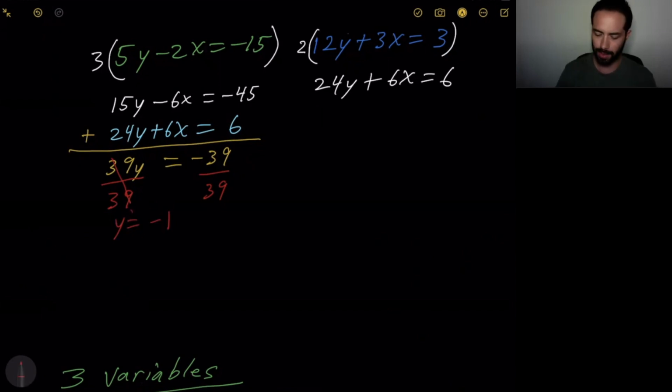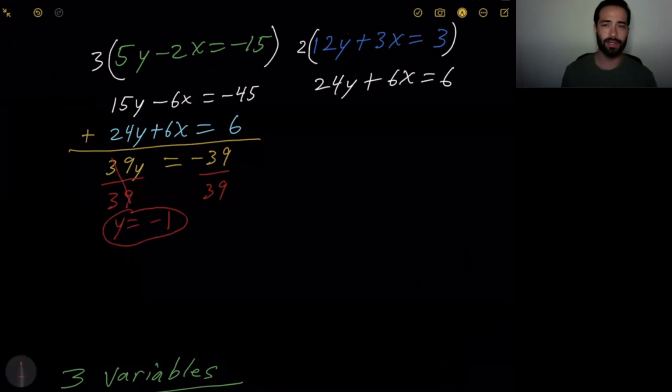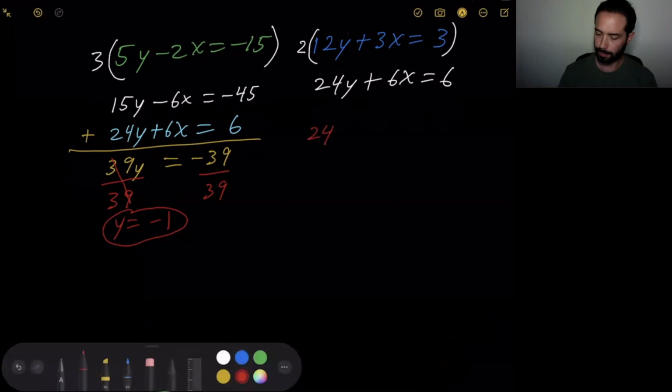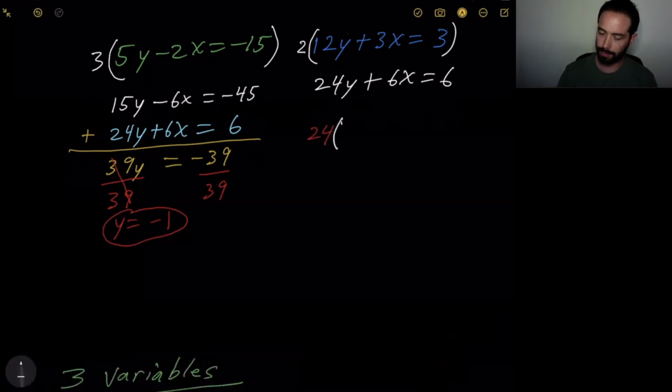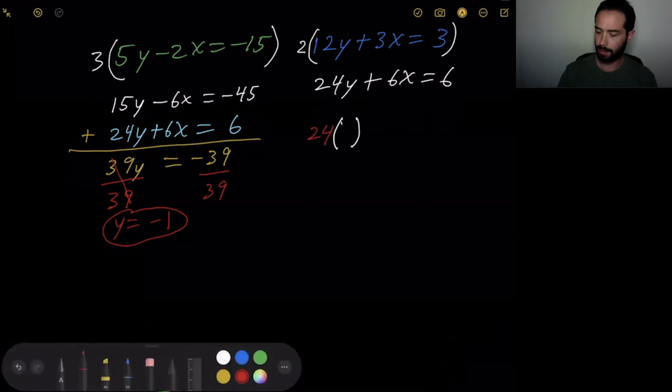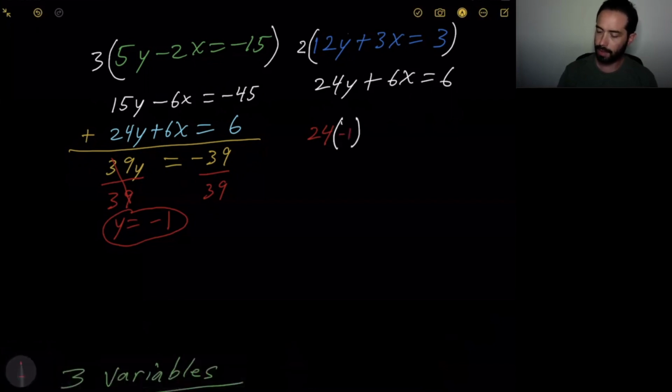Here we go. All right, and now we go back to our example about substitution, right? We did elimination to get the first variable, and now we can just plug negative 1 for y into one of the other equations. Here we go. 24 times, there's your negative 1. And then we've got plus 6x equals 6.